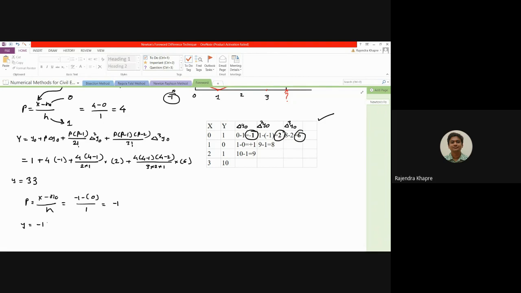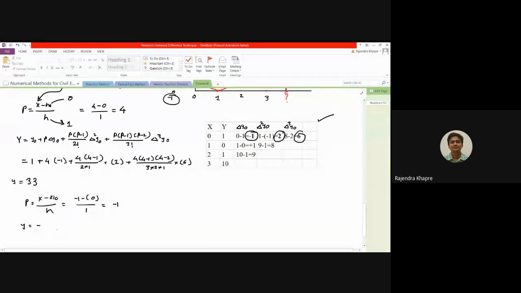Yes, students tell me what will be the value of y. Minus 4. Minus 2. Someone is saying minus 4, someone is saying minus 2. Okay, let's do it.